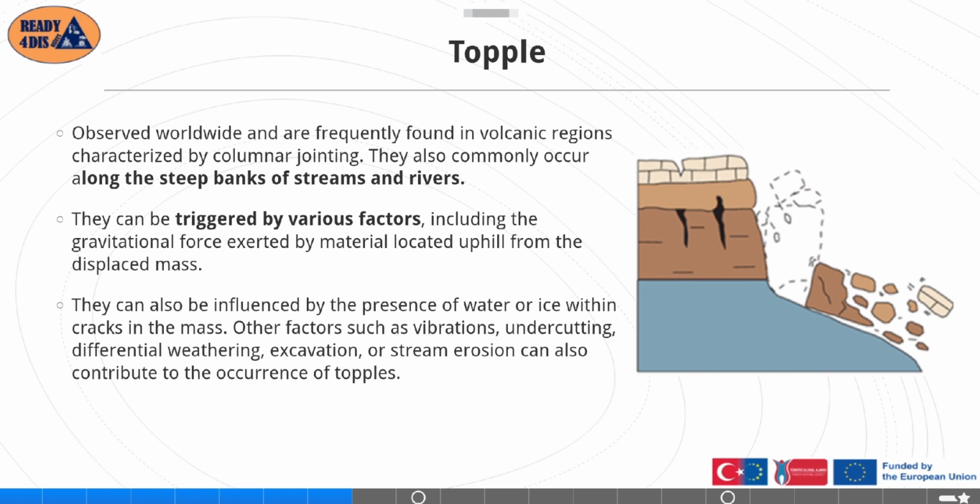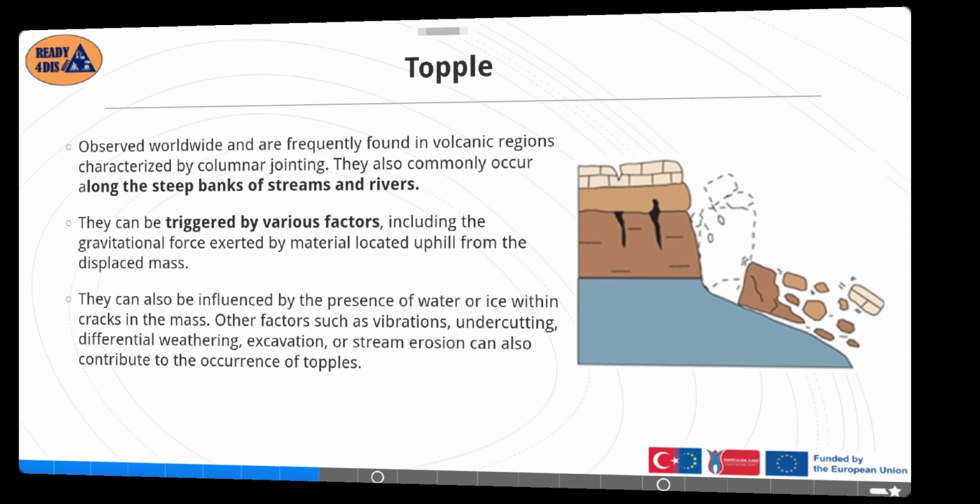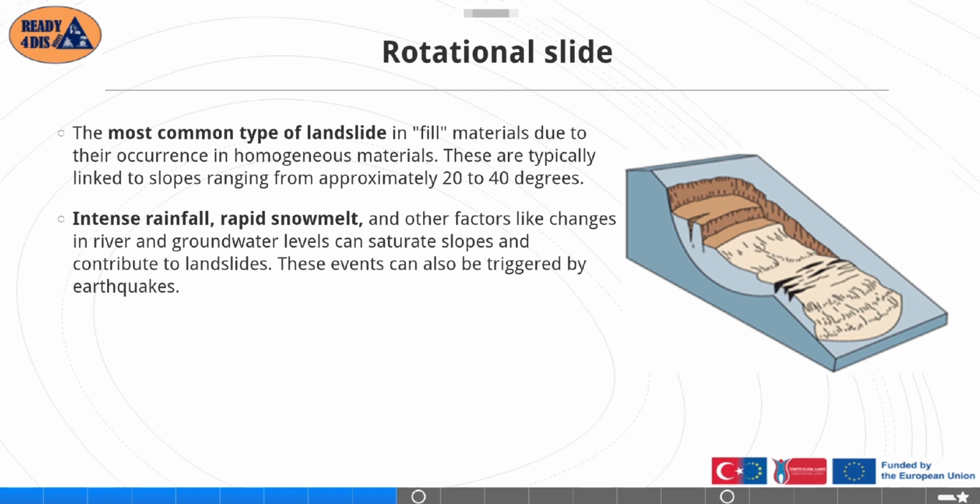Vibrations, river erosion, excavation works, weathering processes, and other environmental effects can also contribute to the occurrence of topples. Rotational slides. Rotational slide is one of the most common types of landslides, especially in fill materials.